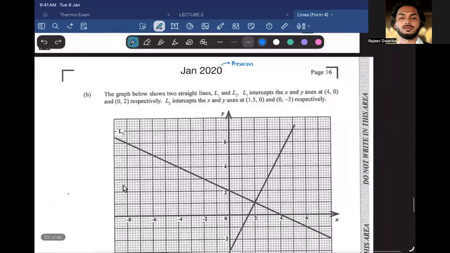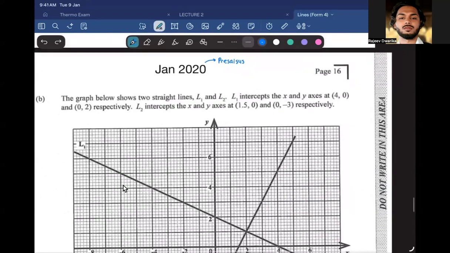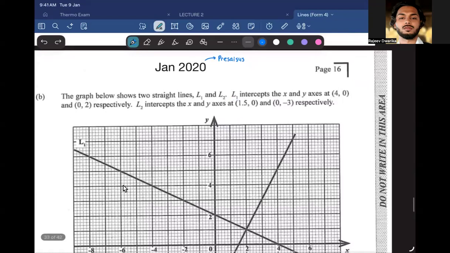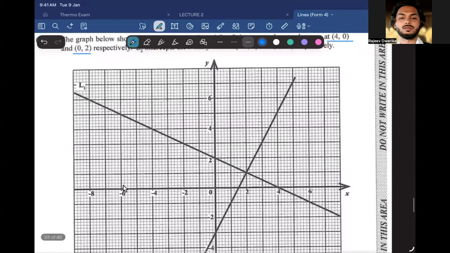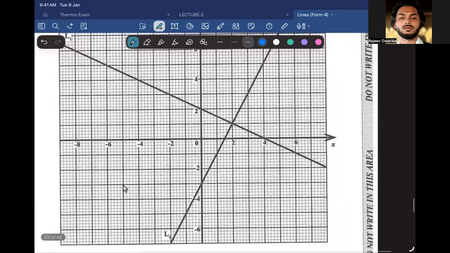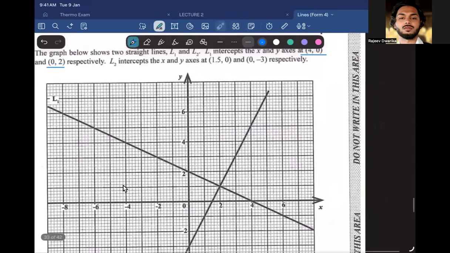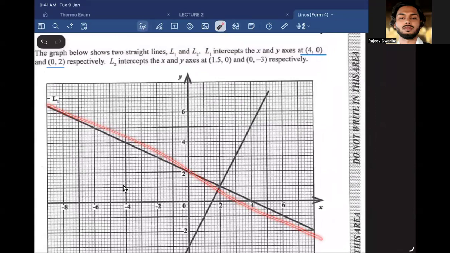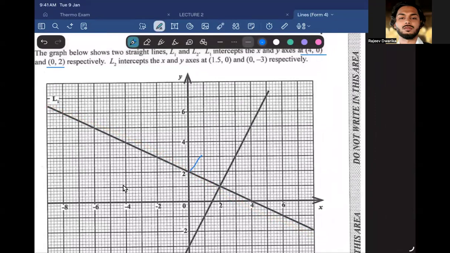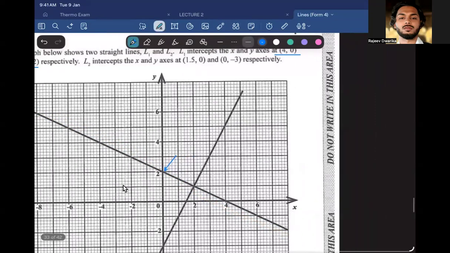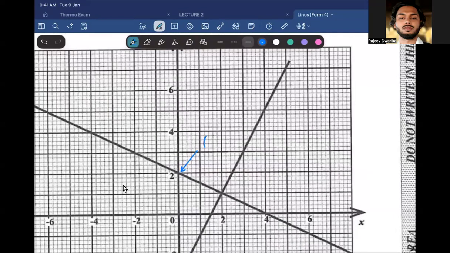Nice. And look, they're so generous. They even gave us two points already. Check it out. They're saying L1 passes through the x-axis at (4, 0), and it passes through the y-axis at (0, 2). Let's look on the graph to see if that's true. So Perseus, this is L1 here. It cuts the y-axis at 2, right? So what would the point be for that?